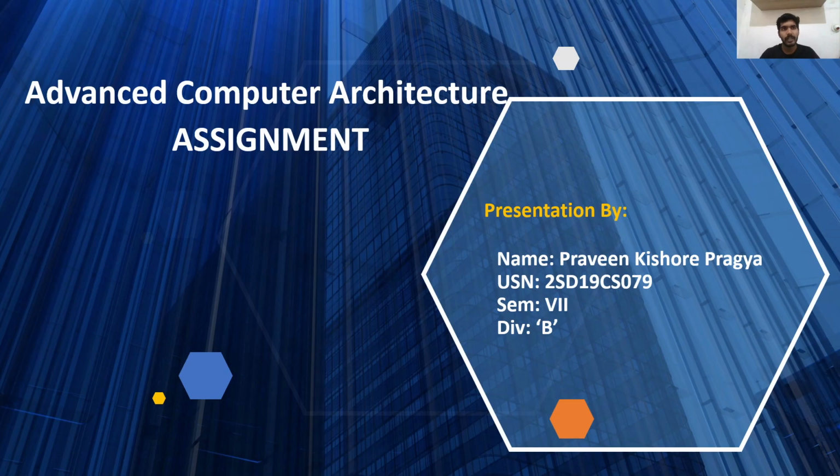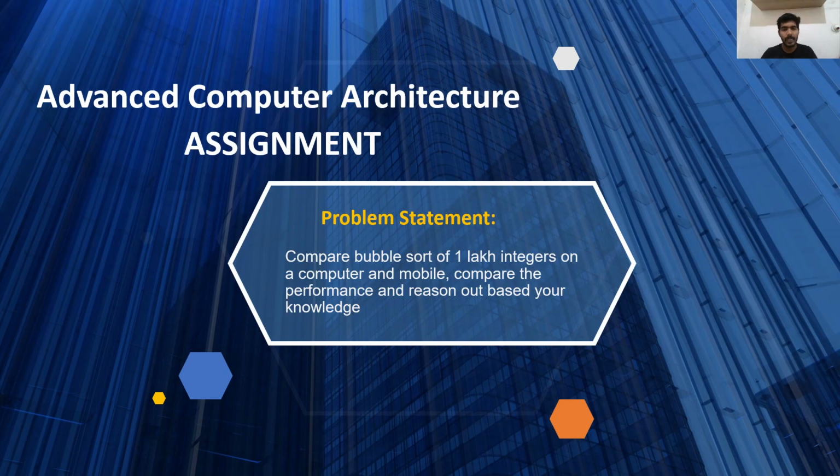Related to my course, Advanced Computer Architecture assignment, I have done some research and followed some observation on the problem statement, which was comparison of the implementation of the bubble sort on two different architectures, one being my PC or laptop, and another being my mobile phone, comparing the performance of the bubble sort on these two architectures, and then reasoning out why there are differences in the observations or the performances.